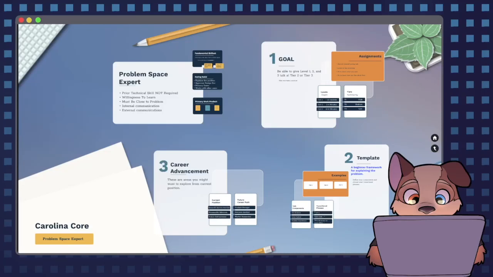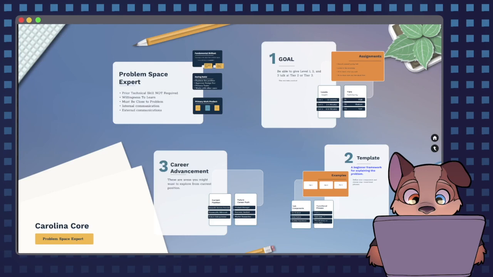Okay, we're going to continue our video series on the Carolina Core, and today our spotlight will be on the problem space expert, which is the first of the three roles that we're defining for creating software and building teams that can make some great software.